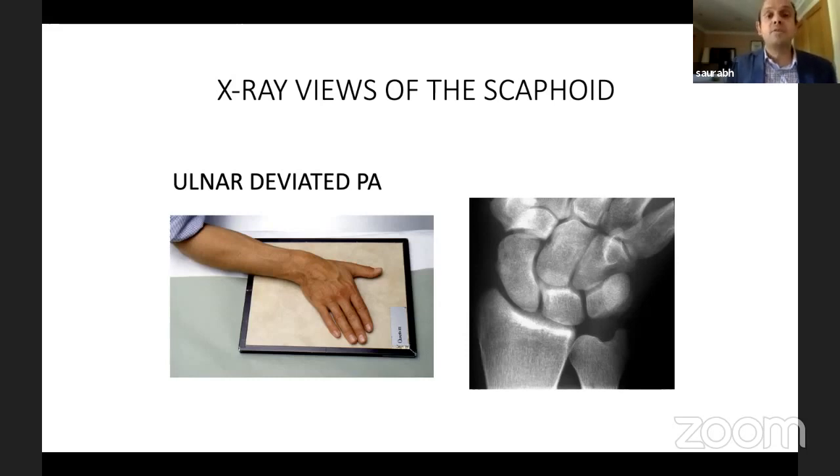So first is your PA wrist view with the wrist in ulnar deviation. Like we were saying last Sunday, PA view, not AP view. PA because the ulnar styloid is the most ulnar structure in a PA view. And why ulnar deviation? Because that's when the scaphoid is fully extended. Remember, it's a bean-shaped bone. And when it's fully extended, you can see the whole body of the scaphoid. So if I were to give you one X-ray to diagnose a fracture, then it has to be a PA ulnar deviation view because you can see the whole scaphoid.